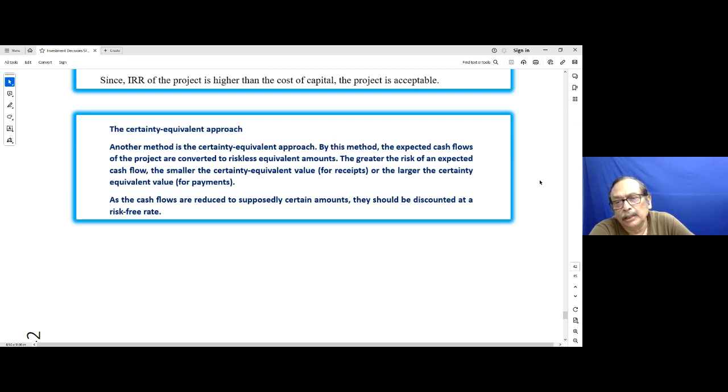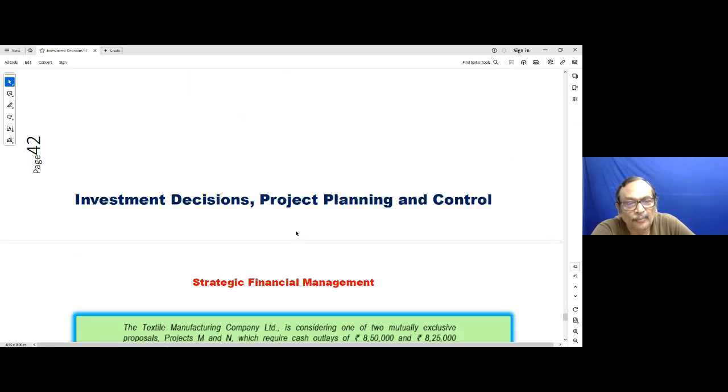By this method, the expected cash flows of the project are converted to riskless equivalent amounts. The greater the risk of an expected cash flow, the smaller the certainty equivalent value for receipts, or the larger the certainty equivalent value for payments. As the cash flows are reduced to supposedly certain amounts, they should be discounted at a risk-free rate.